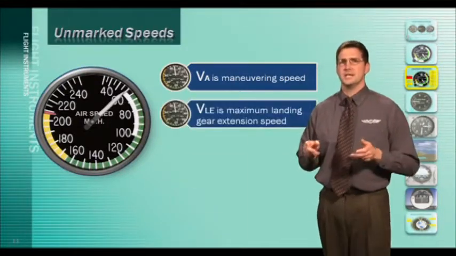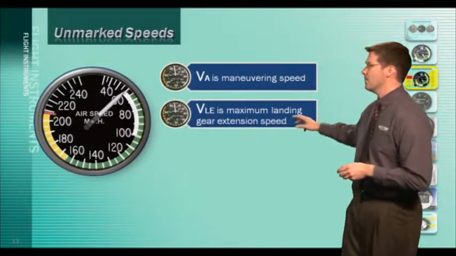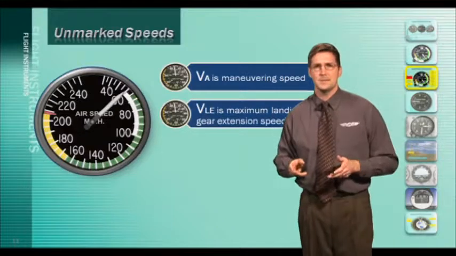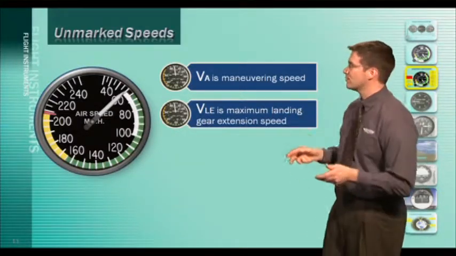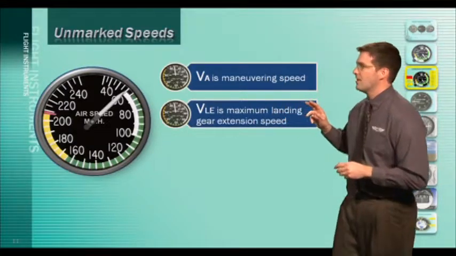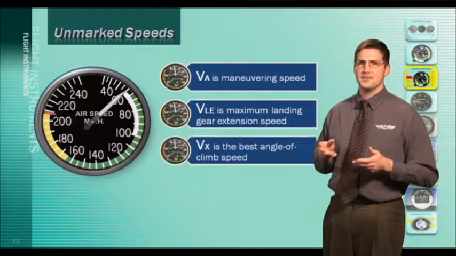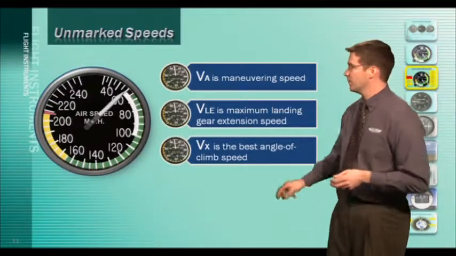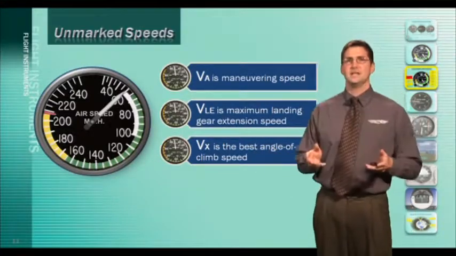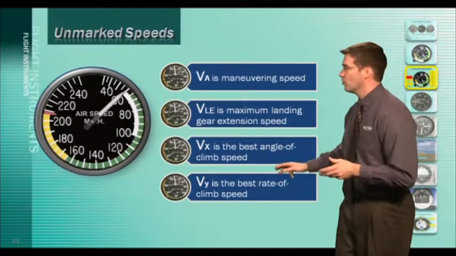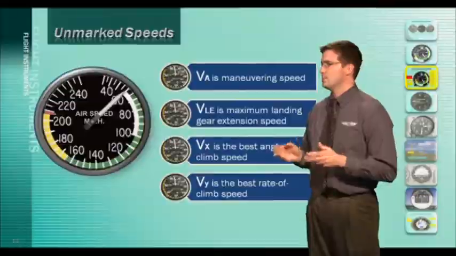Another airspeed limitation not depicted on the airspeed indicator is VLE, which is the maximum landing gear extension speed. This is the maximum speed you can safely lower the landing gear on an aircraft with retractable gear. Again, this speed is found in the pilot's operating handbook. Another speed is VX, and that's the best angle of climb speed. It provides the greatest altitude gain for a given distance. Finally, VY is the best rate of climb speed. It provides the greatest altitude gain for a given period of time.